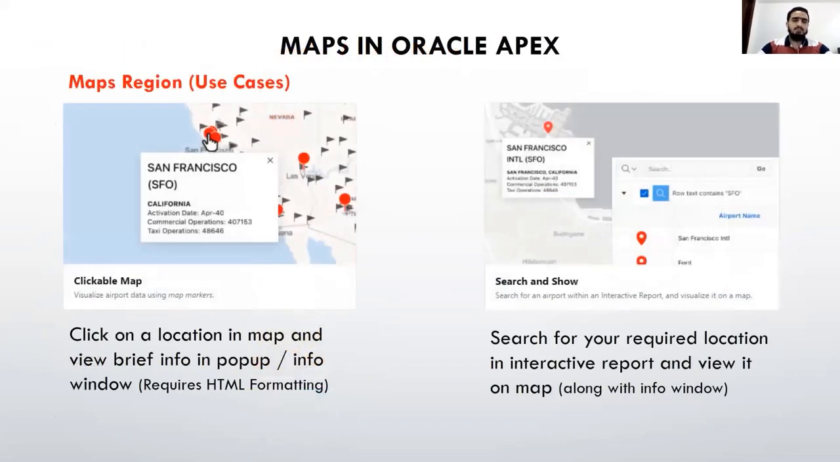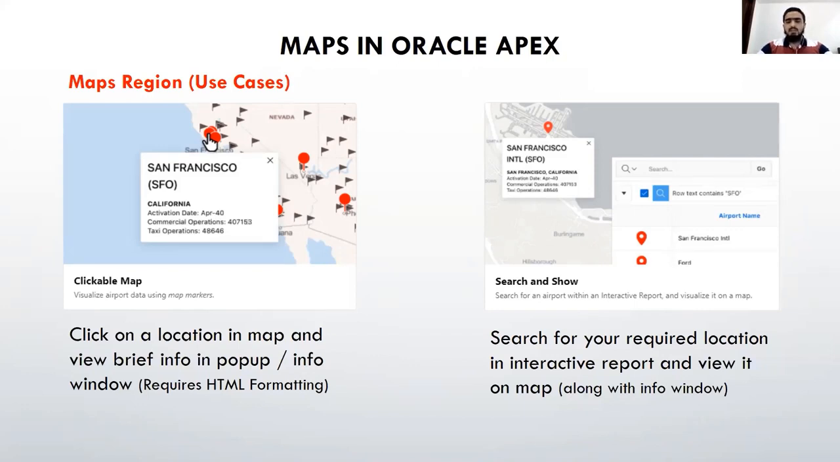Okay. Here I have mentioned a few use cases of maps in Oracle Apex. The first one is a clickable map. For example, if we want to click on a specific location in the map and we want to show some information related to that location, or if we want to perform any type of dynamic action after clicking on that location, we can do that. And the small pop-up window which I have shown on the location can be formatted easily.